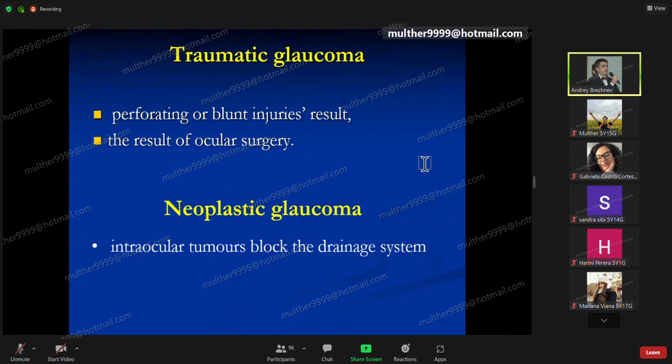So in case of traumas, we can see sometimes different types of mechanisms, sometimes even a combination of these mechanisms. And in case of traumatic glaucoma, treatment is rather difficult. It may be the result of ocular surgery, like a complication of cataract surgery or transplantation of the cornea, like keratoplasty. Finally, neoplastic glaucoma may develop in cases when intraocular tumors block the drainage system.